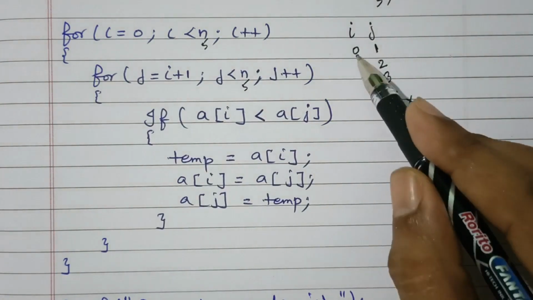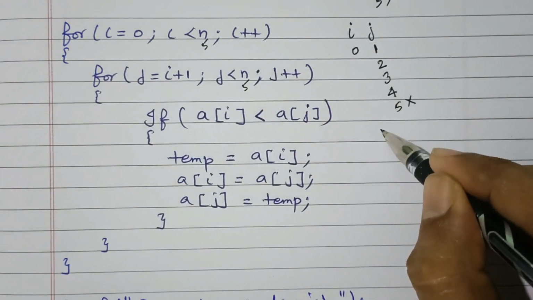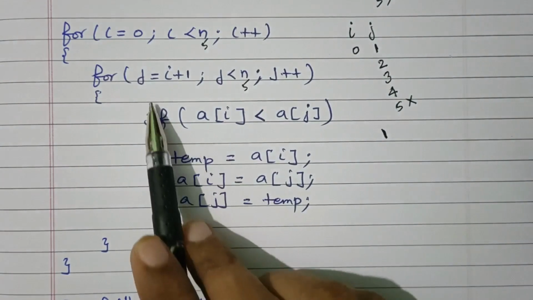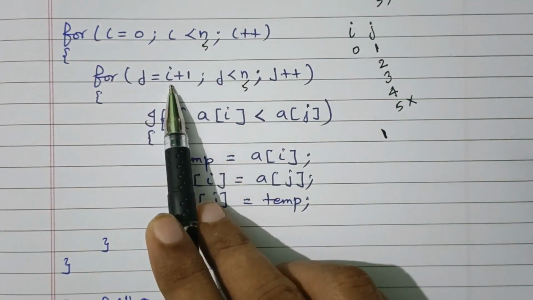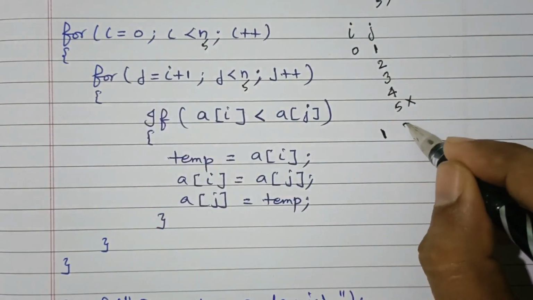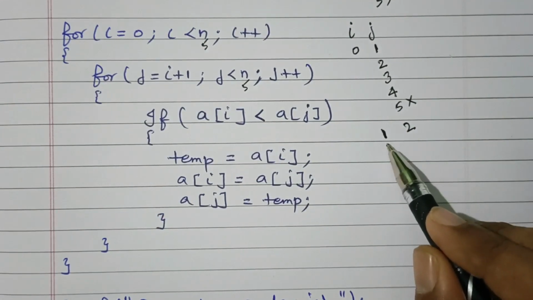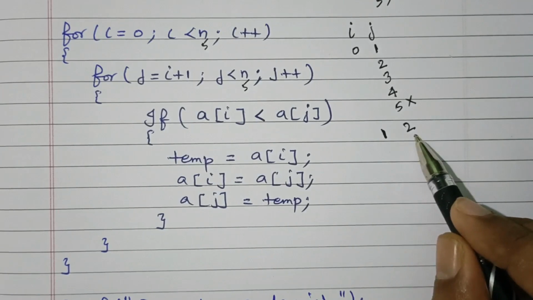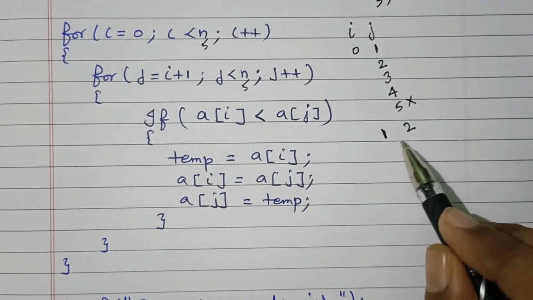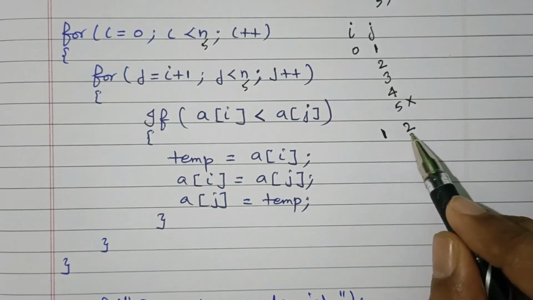In the outer loop, what happened? i plus plus. i plus plus means 1. Right. Then j equal to i plus 1. i is already 1, 1 plus 1 means 2. Right. So j is 2. i is 1, which means the second number. j is 2, which means the third number. Now the second number is verified with the third number.